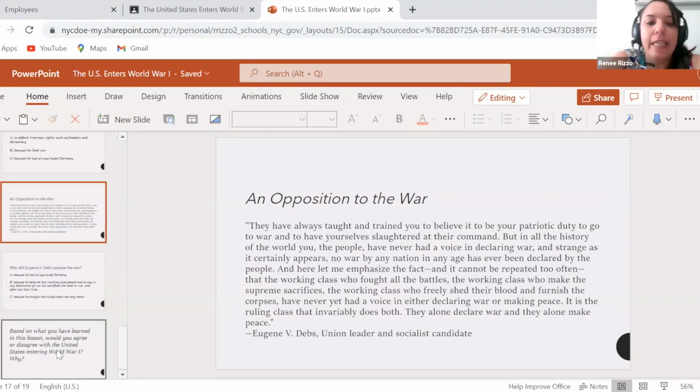Here is an opposition to the war, and both of these opinions were included in the original lesson as well.